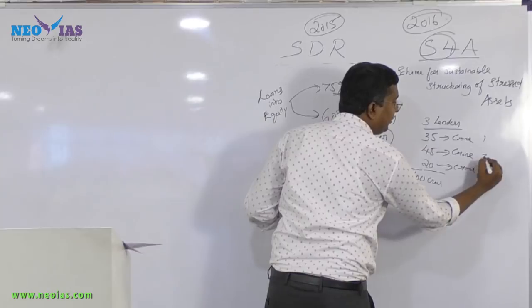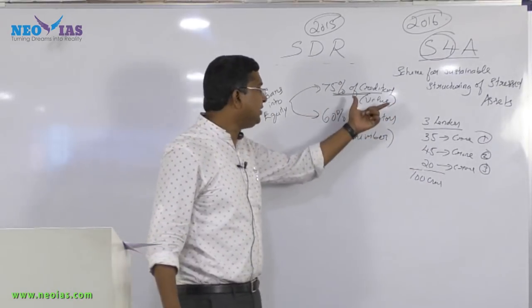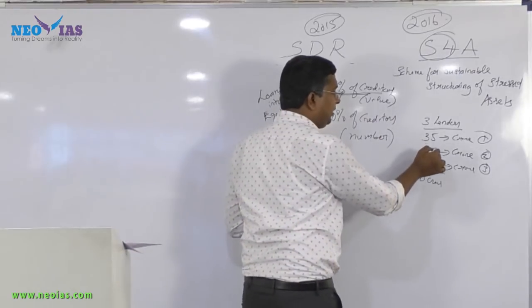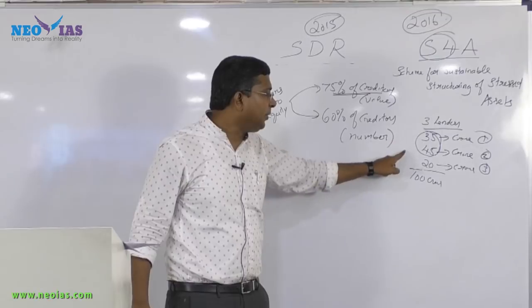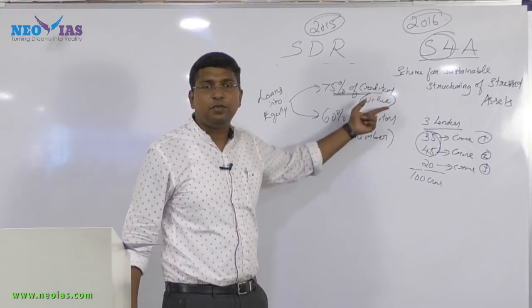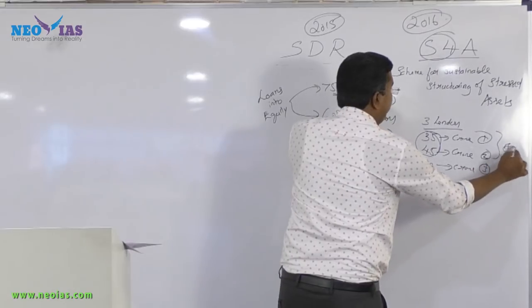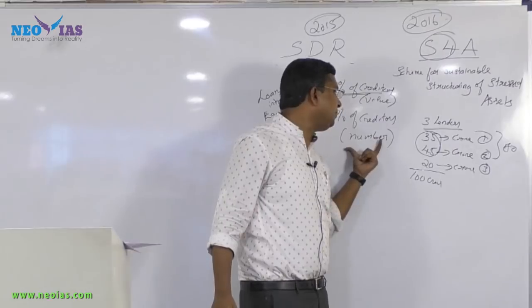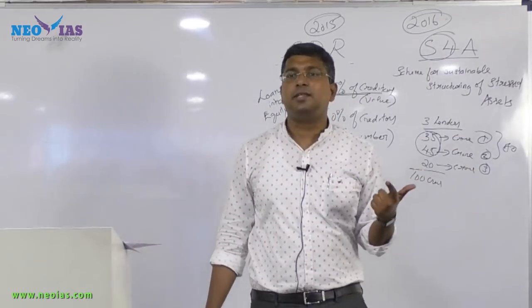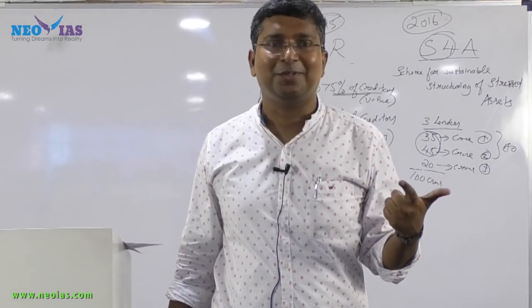How many lenders are there? 3. So for this to happen, if the first and second lenders agree, that is 80% by value. It is now 80 crore, so the first criterion is satisfied. Now, 2 out of 3 means it is 66% by number. Yes or no?